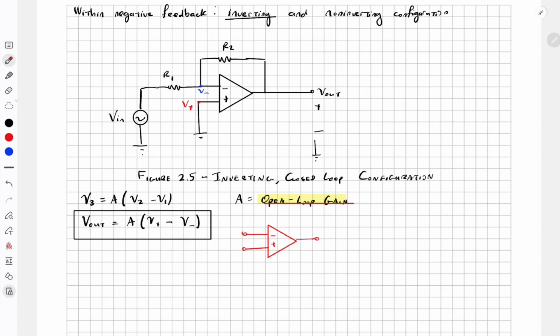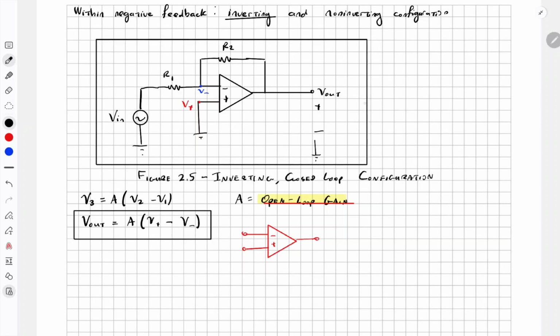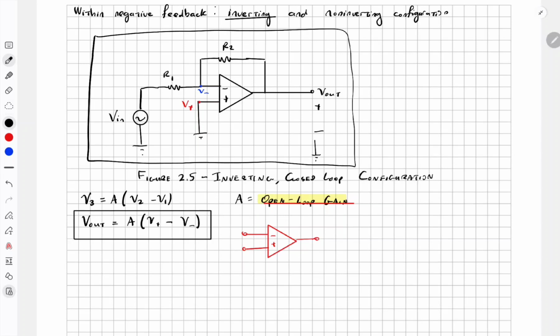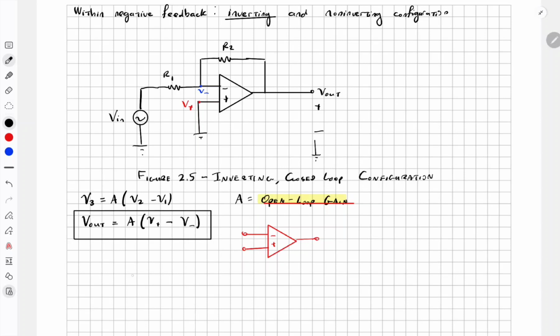But when we're talking about this whole circuit, not just the triangle, remember, open loop gain A is talking about the gain within this triangle only. But now we're talking about the whole entire circuit. What is the gain of the whole entire circuit? We call this closed loop gain, and it's defined by G. G for gain is V out divided by V in.